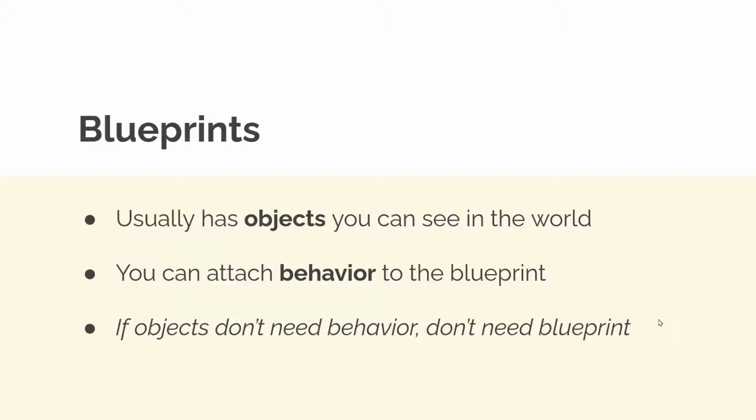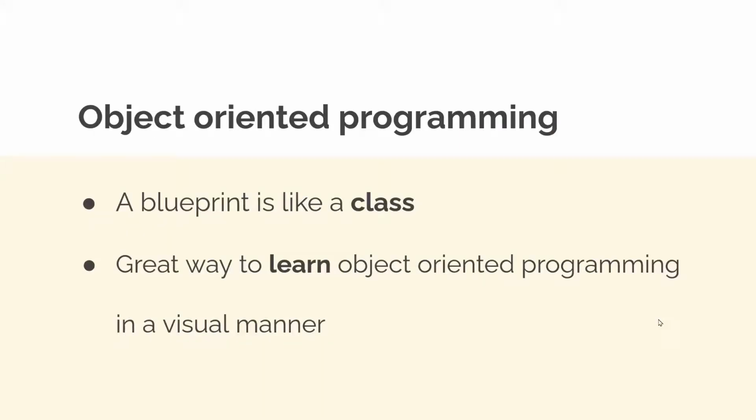If an object doesn't need a behavior, it often doesn't need a blueprint. For example, if you just have a tree for your landscape or a tree for decoration in the game, it doesn't need to be a blueprint, it can just be an object. But if you wanted that tree to have a power or a property or a behavior, then you could write those in a blueprint. A blueprint is like a class, if you're familiar with object-oriented programming.